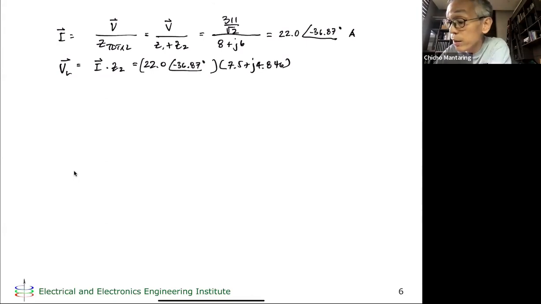Okay. So I hope you've had enough practice by now. You just key it in on your calculator, no? And you're going to get Vs of L after entering this in your calculator. This is going to be equal to 196.45, not degrees, at an angle minus 4.0 degrees. This is in volts.